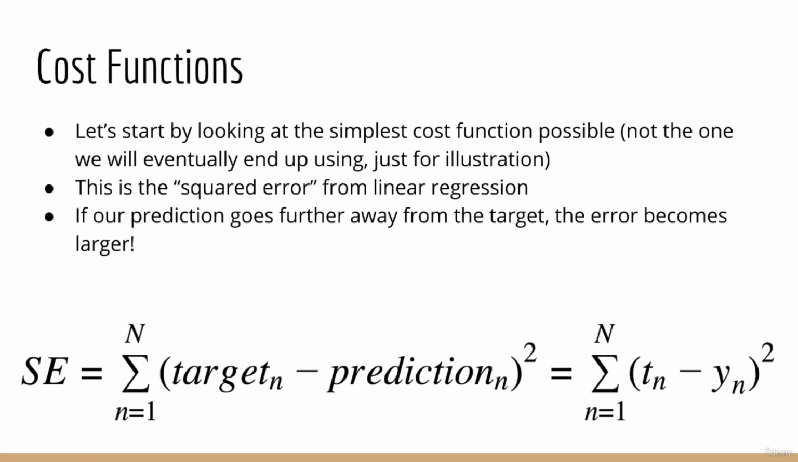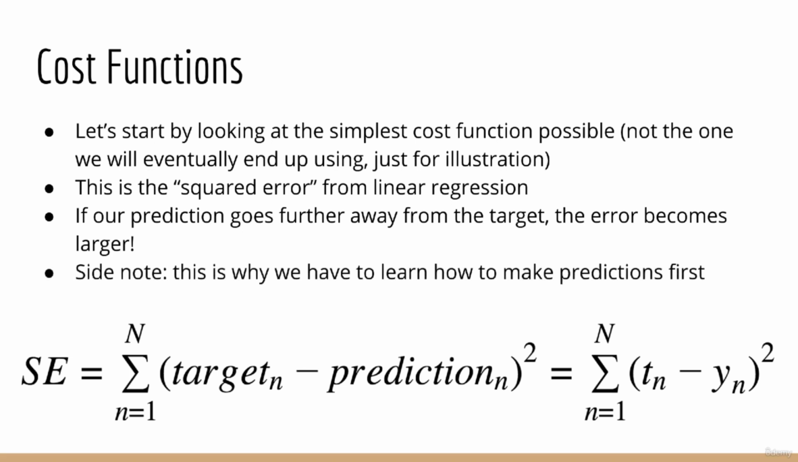By the way, now you also understand why we had to learn how our model makes predictions first. It's because in order to find the error, which is the discrepancy between the target and the prediction, we of course must first have the prediction.